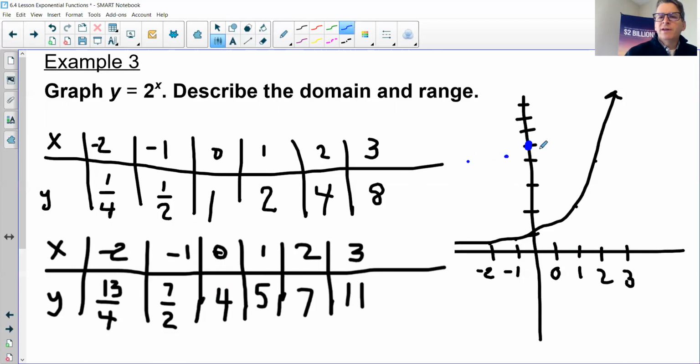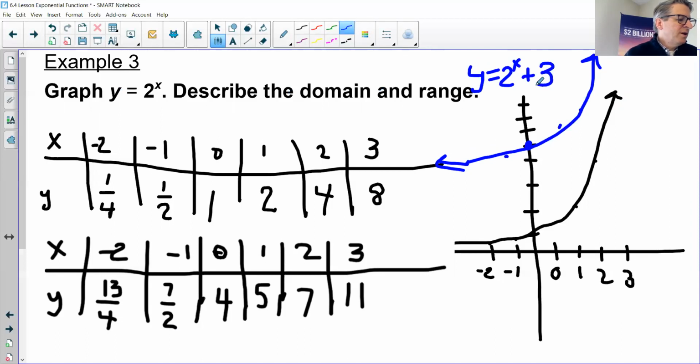At 0, I'm at 4. I already got that. At 1, I am at 5. At 2, I'm at 7. At 3, I am quite a ways up there at 11. So I'm up off the screen here. So basically what this is, the graph, is y is equal to 2 to the x plus 3. It's a vertical translation.